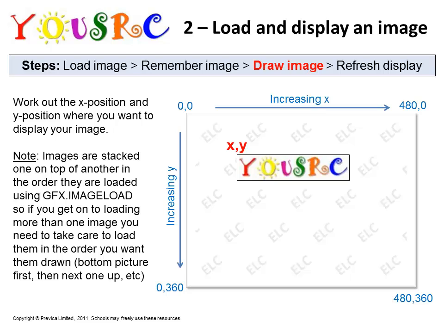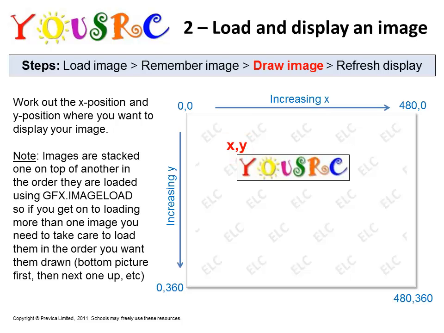This slide shows the YOUSRC app screen in graphics mode. There's a faint background of diagonal ELC letters in grey on a white background, which is automatically drawn for you to hide any text you may have displayed. Images are placed using X for horizontal and Y for vertical coordinates. The origin, where X is 0 and Y is 0, is at the top left corner of the screen. The screen is 480 pixels wide by 360 pixels high. When you want to position an image, you need to work out where the X and Y coordinates should be for the top left corner of the image.